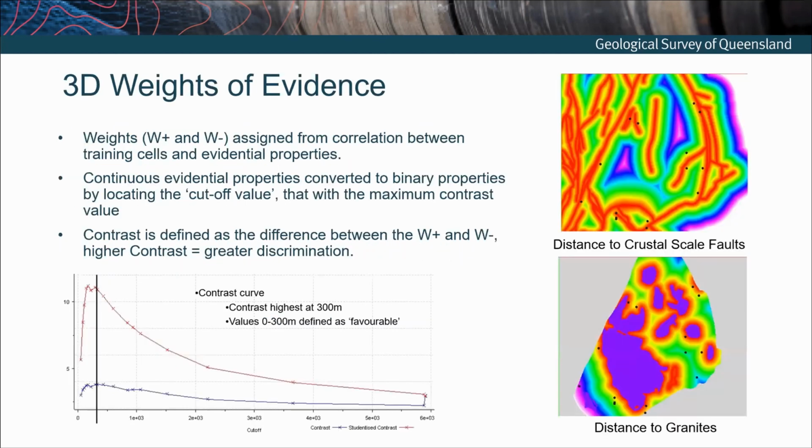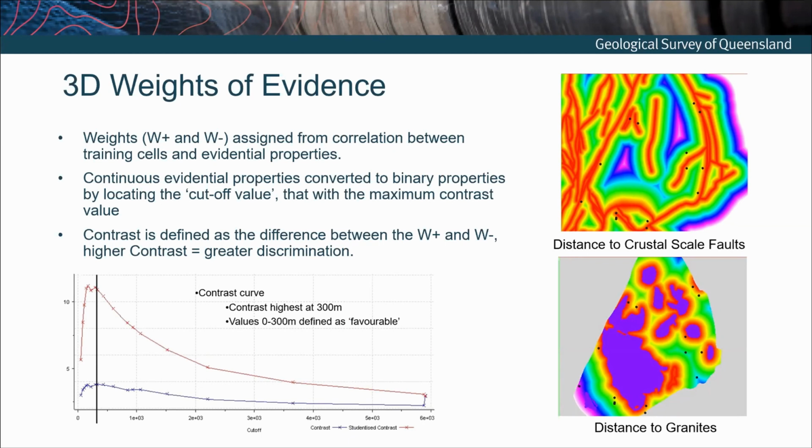So the weights, positive and negative weights, were assigned from correlation between training cells and the evidential properties. So it was really important to try and work out what the cutoff values were between these values and convert them to binary properties so we can actually get a range of how far away from these particular properties it affects it. So contrast is defined by the difference between W plus and W minus, and the higher the contrast, the greater the discrimination.